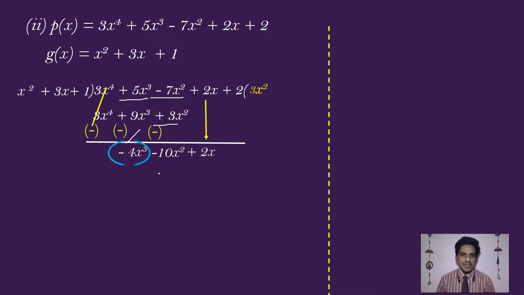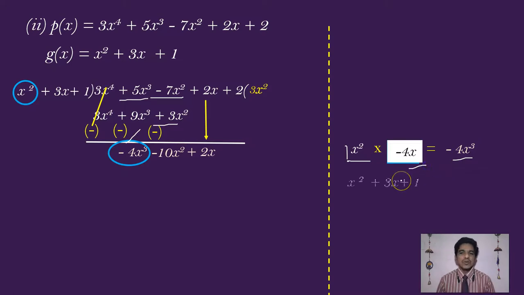Again compare the first term minus 4x cube with the x square. So x square multiplied by what value gives minus 4x cube? Here the coefficient is 1 but we need minus 4. So you have to multiply with minus 4. We have x square, we need x cube. That means we need one more x. That means you have to multiply with minus 4x.